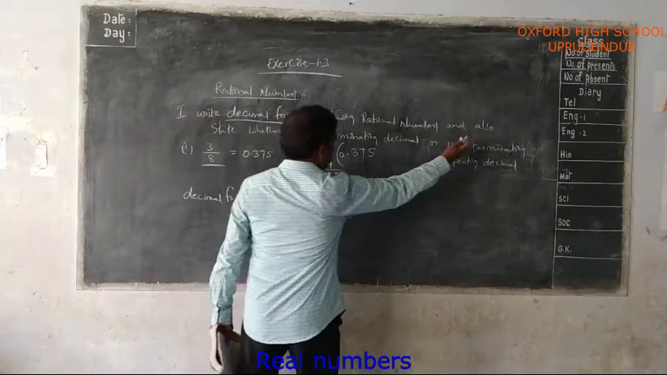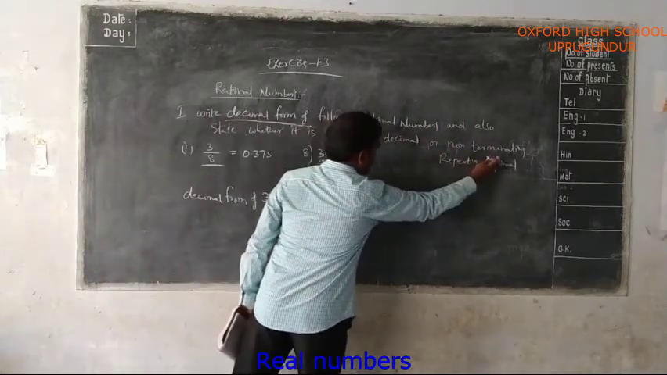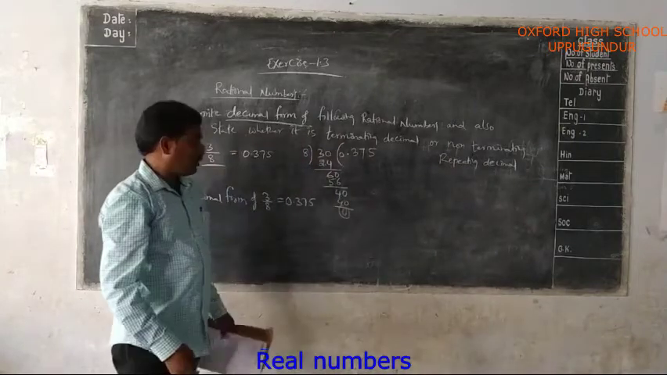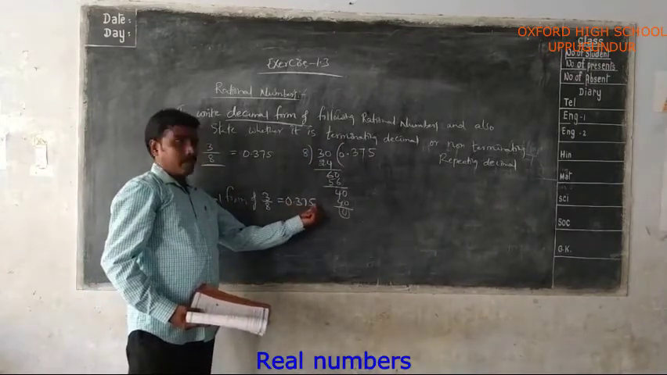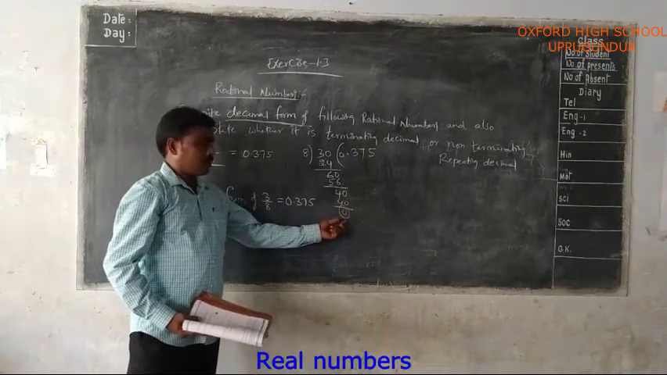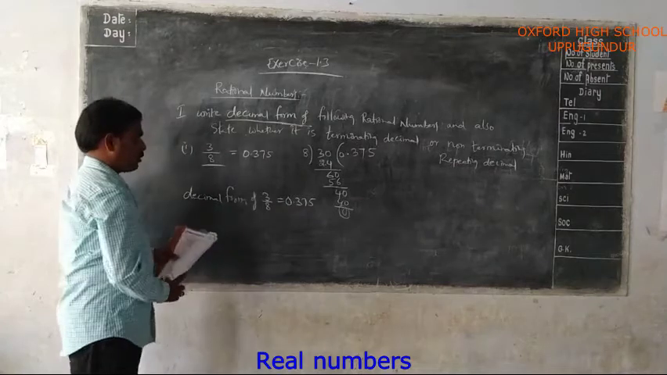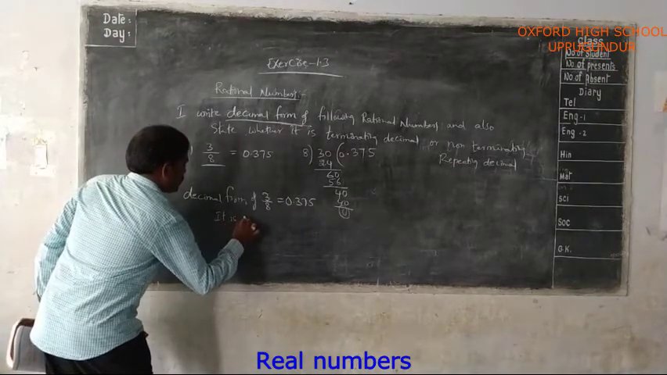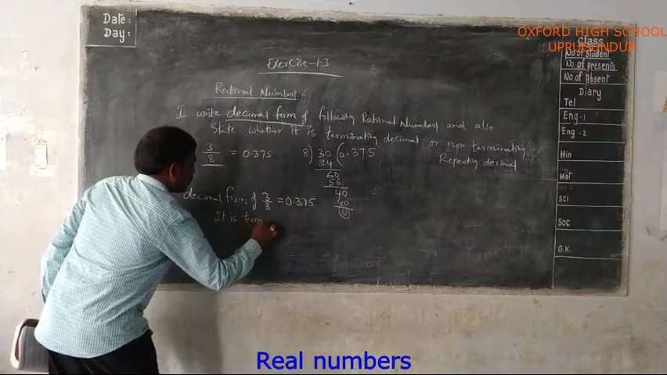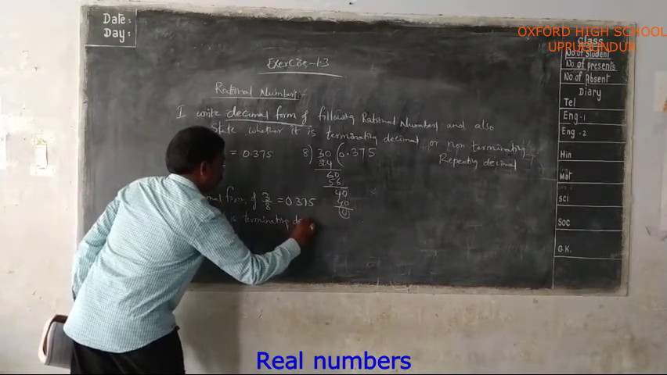Next, you also have to state whether it is terminating decimal or non-terminating repeating decimal. So here, after the point, are the decimals terminating or not? The remainder is 0. That means this is a terminating decimal. So you have to write it is terminating decimal.